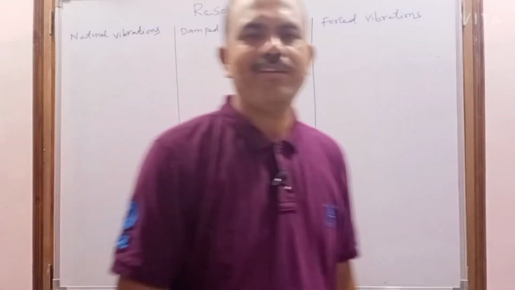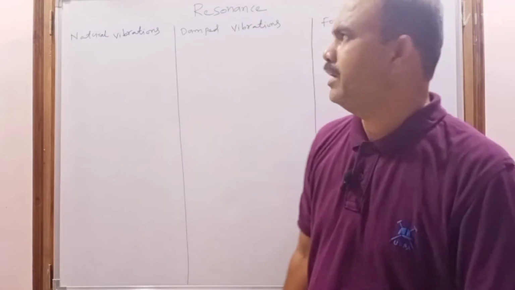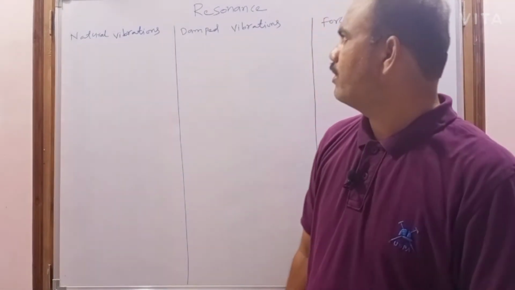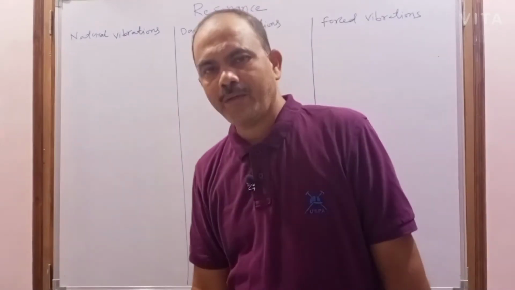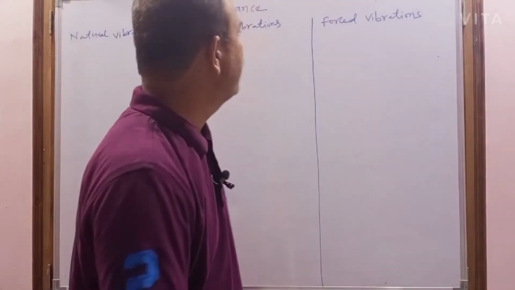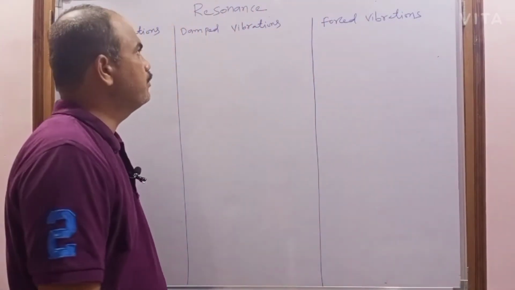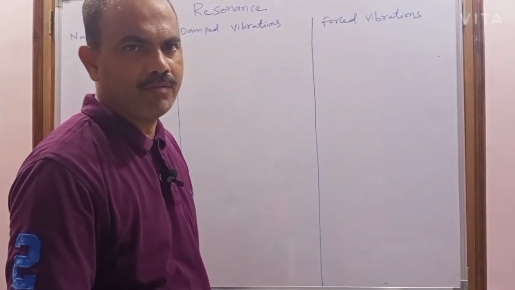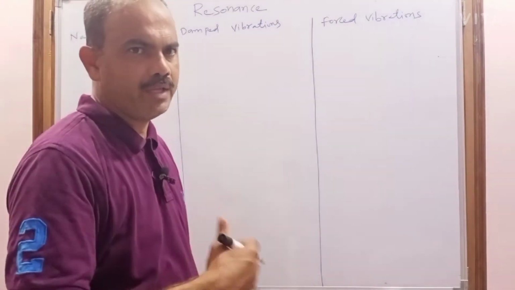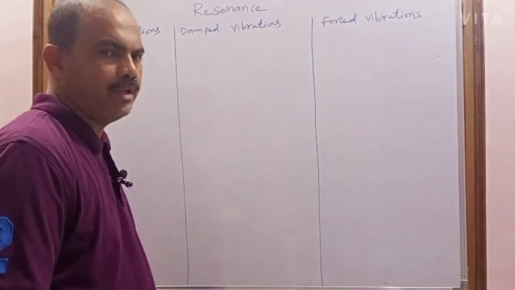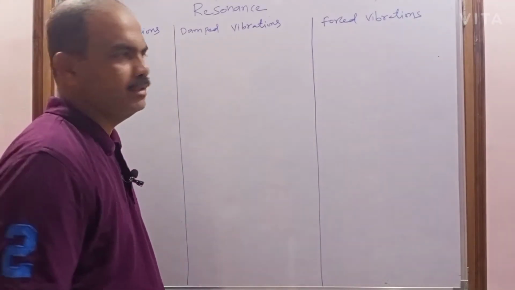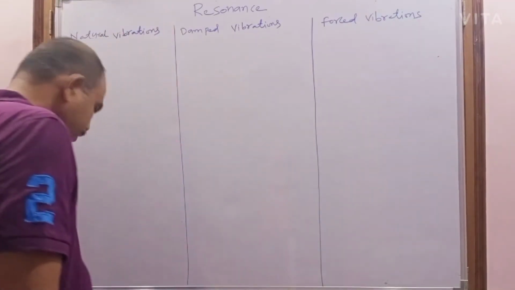Hello children and viewers. Today my intermediate topic is resonance. Before learning resonance, I am going to explain natural vibrations, forced vibrations and damped vibrations. These are the different vibrations that can happen when a body is vibrating or making oscillations. So these three can happen. First, let us come to the damped vibrations.